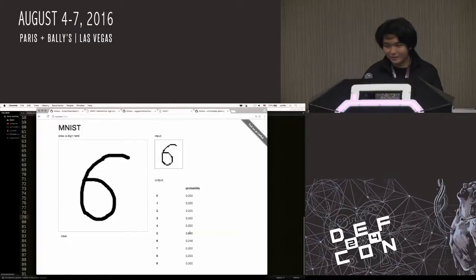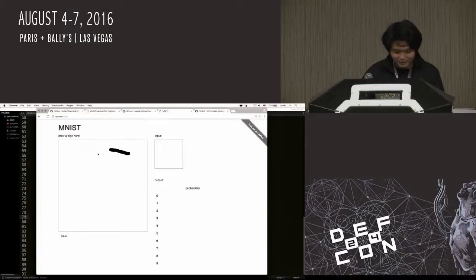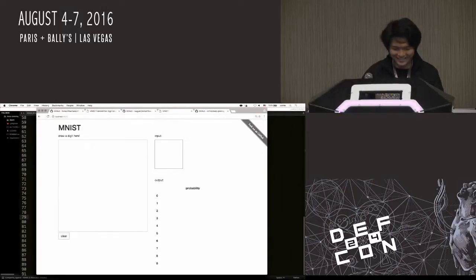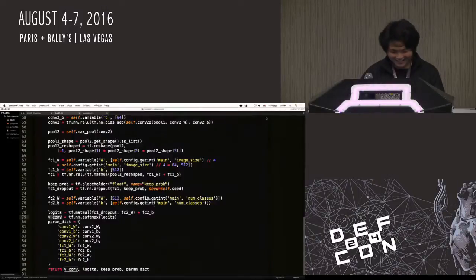Okay, so this is a wrong classification because it thinks it's a 5 with 0.886 confidence. Let's see if we can make it better. Nope. Never mind.